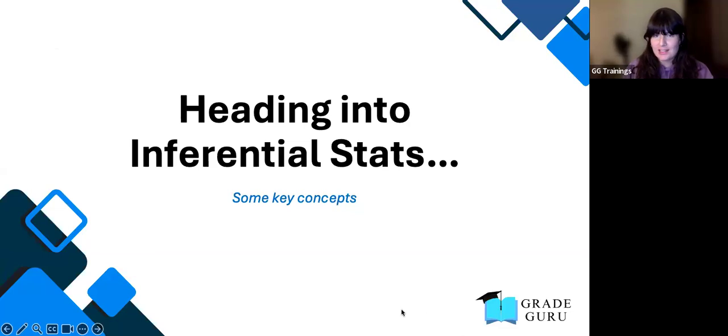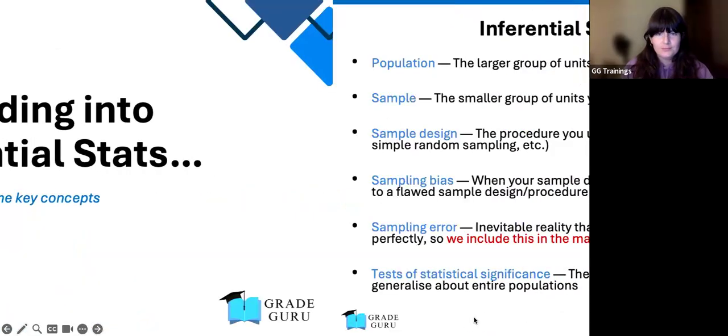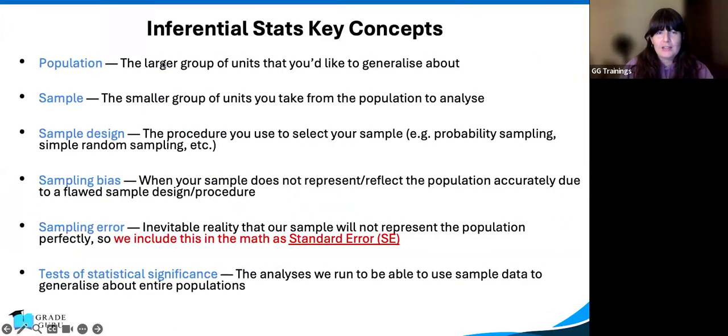Okay, finally, we're starting to head into our inferential statistics. Okay, so inferential statistics, just a little refresher. Now we're starting to talk more about populations. Now we want to make generalizations about populations. Okay, so the population is obviously the larger group of units of analysis that you'd like to generalize about. The sample is the smaller group of units that you take from the population to be able to analyze.